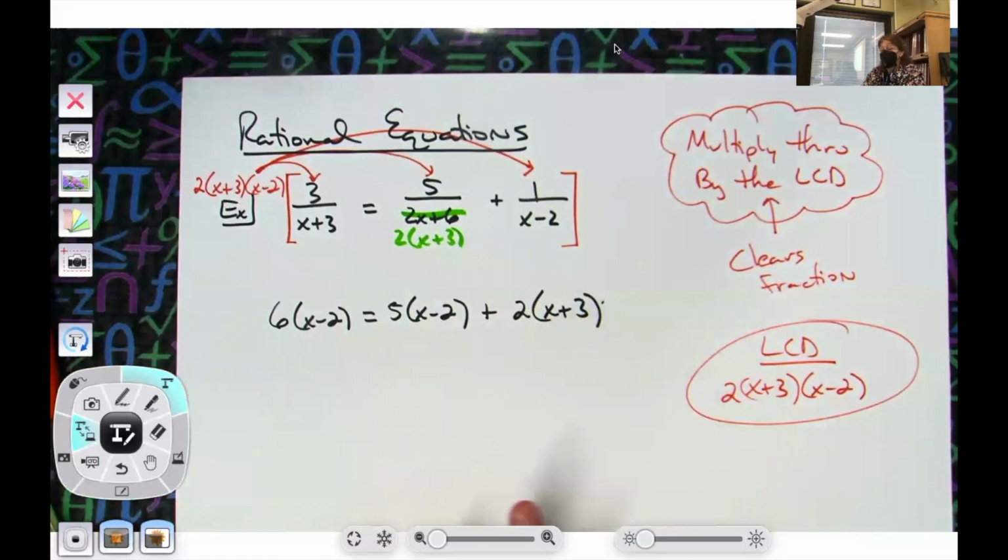All right, so let's see if you can get through that. Take 2 seconds, try to work that out, and I'll put the answer up here in about a second. See if you can actually distribute, solve, and not screw up.